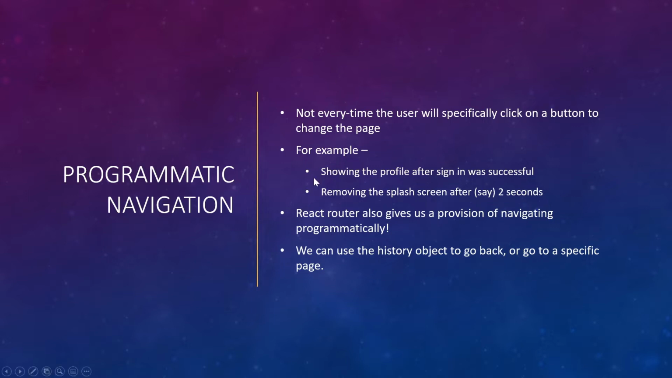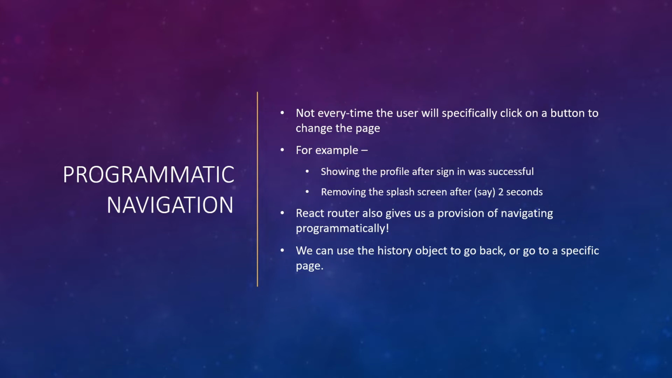The base concept behind this is that not every time the user will specifically click on a button to change the page. For example, showing the profile after the sign in was successful, automatically changing the route based on the callback. If it was not successful, then probably taking it to some other route, saying that you entered wrong credentials or something like that, and then removing the splash screen after, let's say, 2 seconds. So after 2 seconds your route changes to something else. There can be endless scenarios.